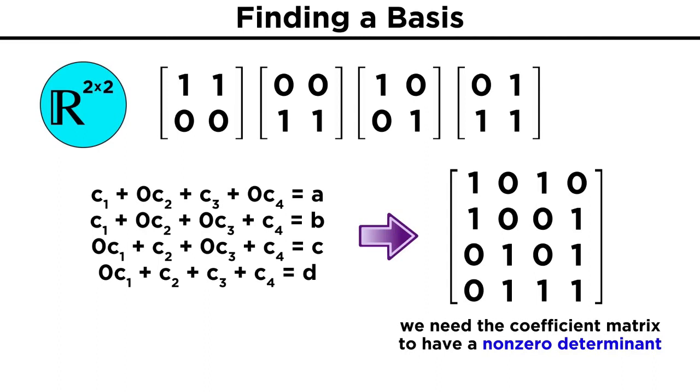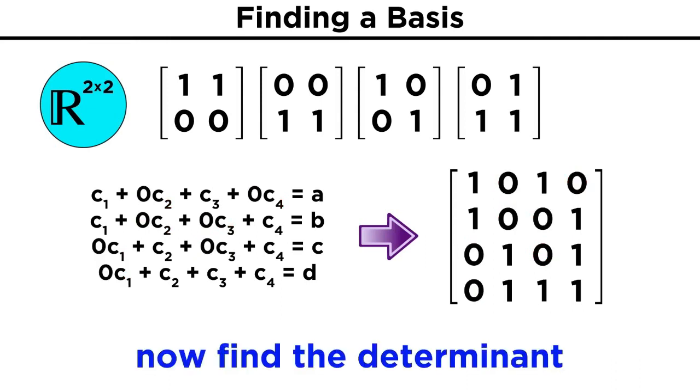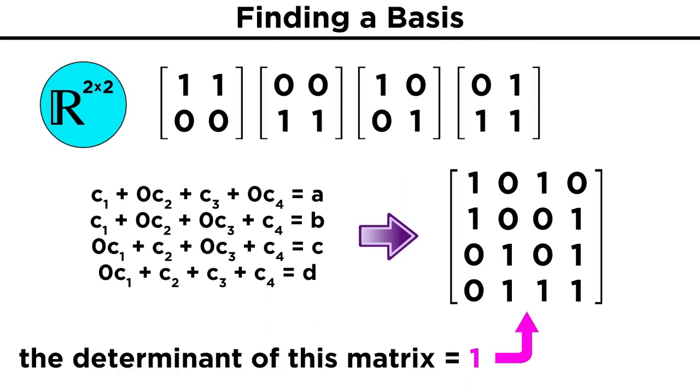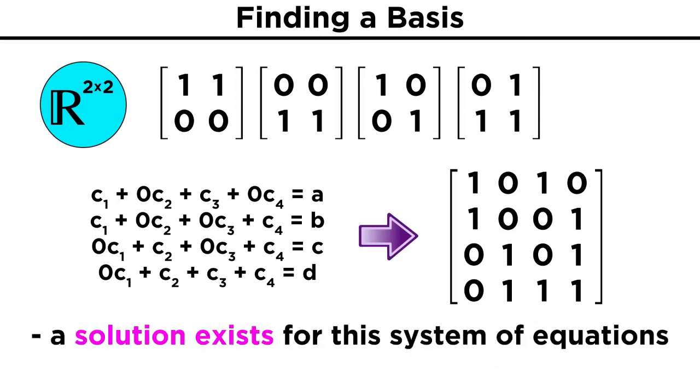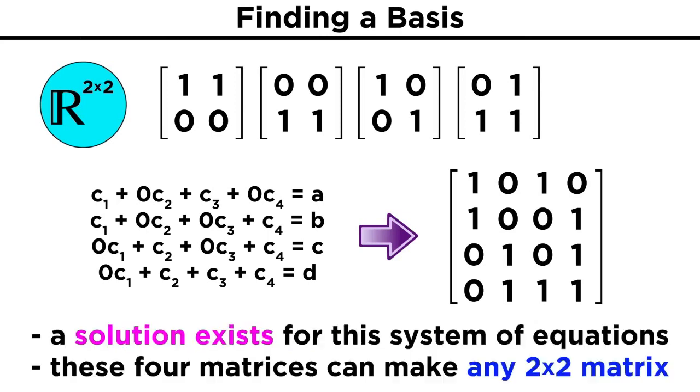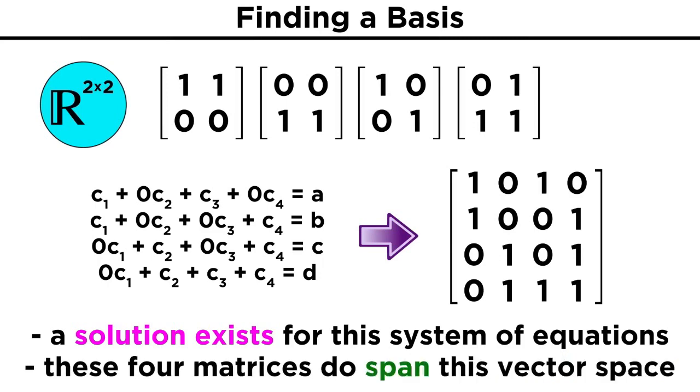So let's just set up the coefficient matrix, making sure to put zeros where the coefficients are missing in each equation, and then find the determinant of this 4 by 4 matrix, which won't be too difficult considering all the zeros. We end up getting a determinant of 1, which is indeed not 0, so a solution does exist to this system of equations, and our matrices can therefore be used to make up any 2 by 2 matrix. This means that our matrices span our 2 by 2.